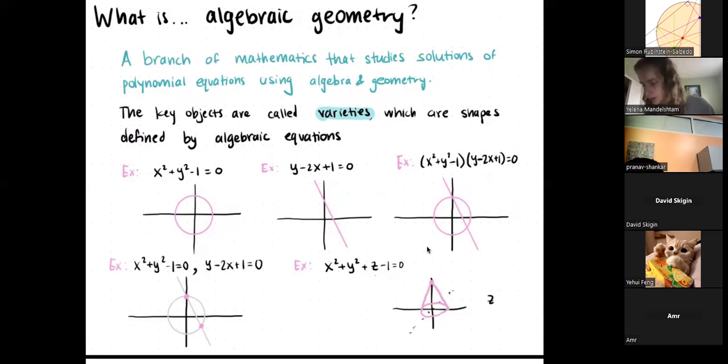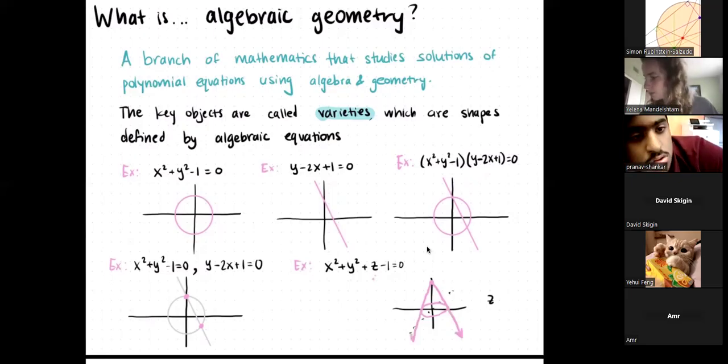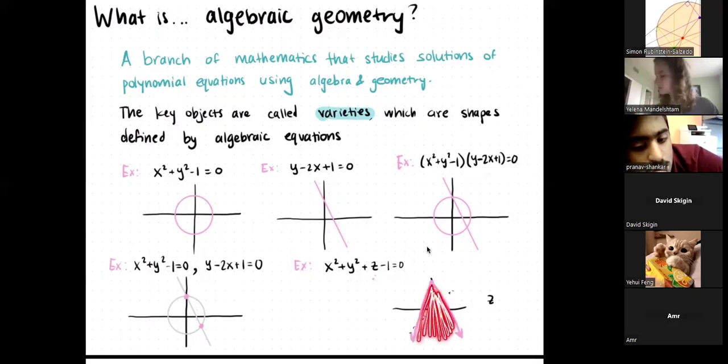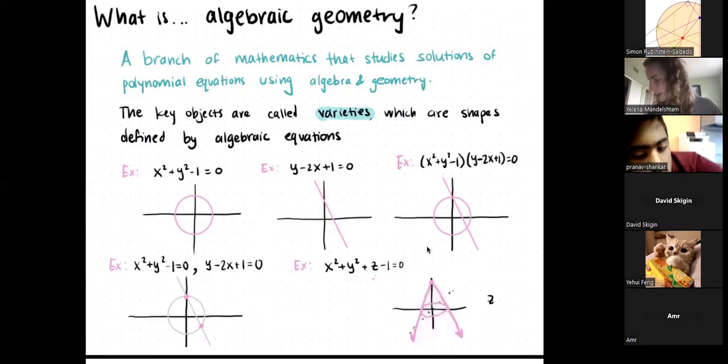And then of course, z can also be negative. And if z is negative, then we're increasing the radius of our circle. So it'll be this infinite cone. And the variety will be the surface of this cone. So all the points on the surface of it. So this is going to be a two-dimensional variety living in three-dimensional space.